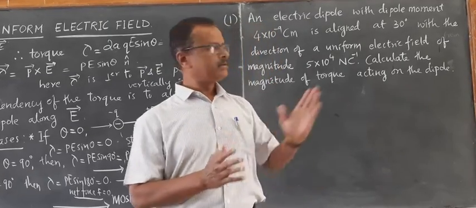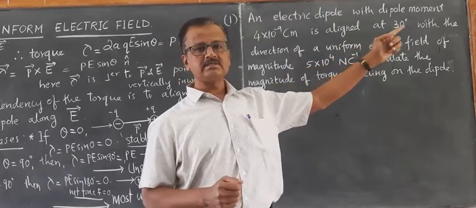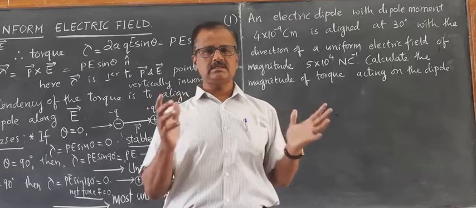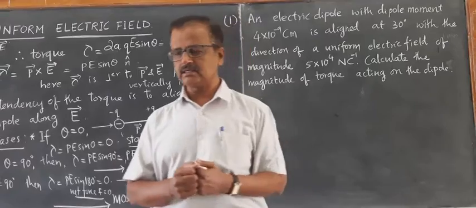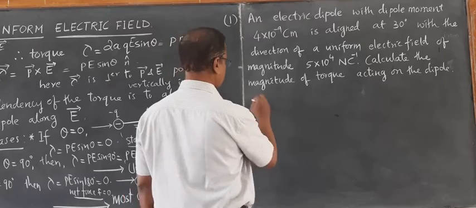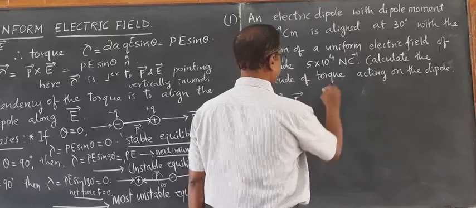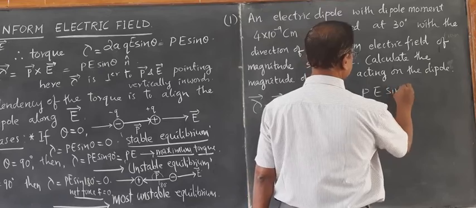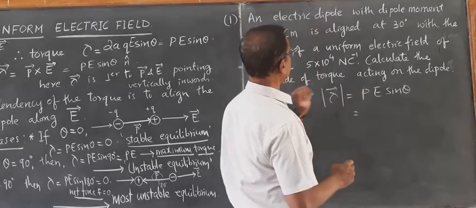It's very simple. The magnitude of dipole moment P is given, the angle of orientation theta is given, and the electric field magnitude is given. So just substitute in the equation tau equal to pE sin theta, and you get the result. So we have torque tau equal to P cross E, so the magnitude of torque tau is equal to pE sin theta. Just substitute the values of p, E and theta.